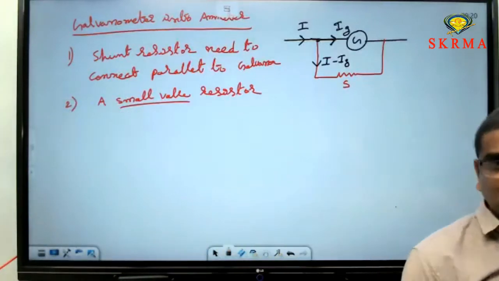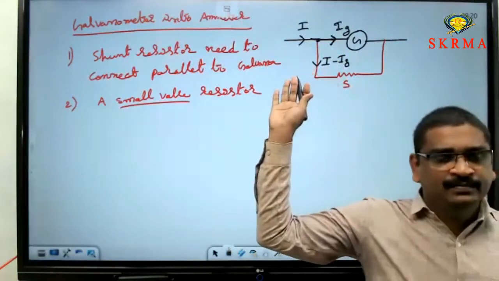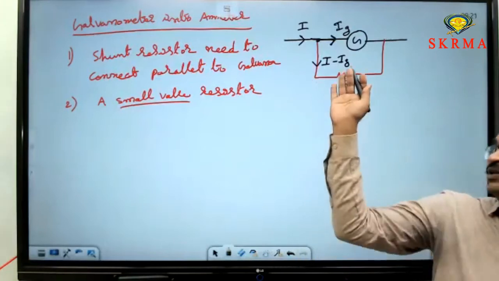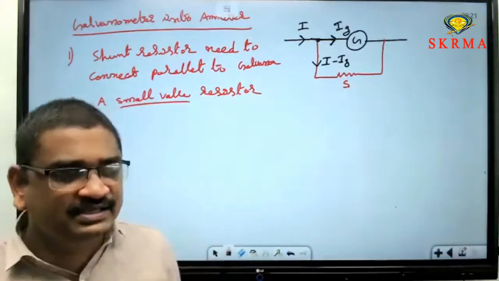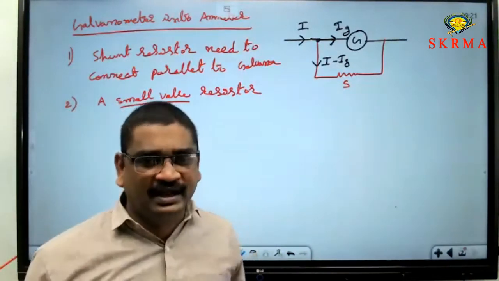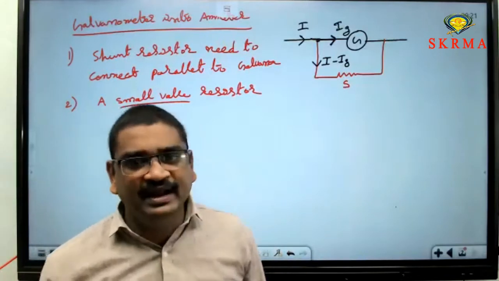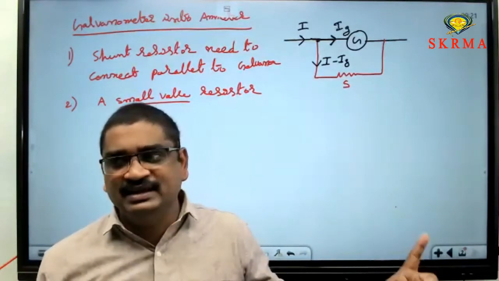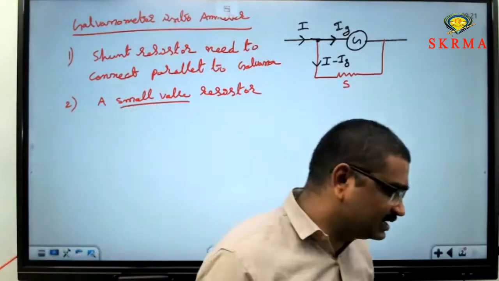Let me explain these quantities once again. What is I? I is the total current in the circuit. What is Ig? Ig is the current that is entering into the galvanometer. What is I minus Ig? It is the current that is passing through the shunt resistor. Is this clear?